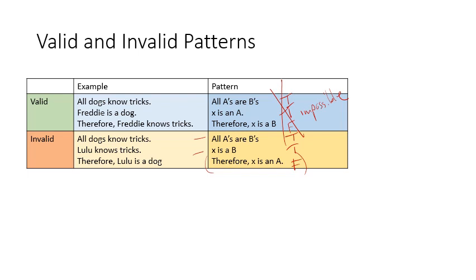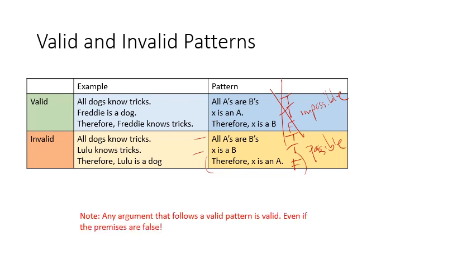So valid arguments tend to have a pattern. Well, again, we're usually talking about patterns. So valid arguments have a pattern where true premises and a false conclusion is impossible. Invalid arguments are such that true premises and a false conclusion are possible. And in chapters 6 and 7, we'll be talking about this in a lot more detail.